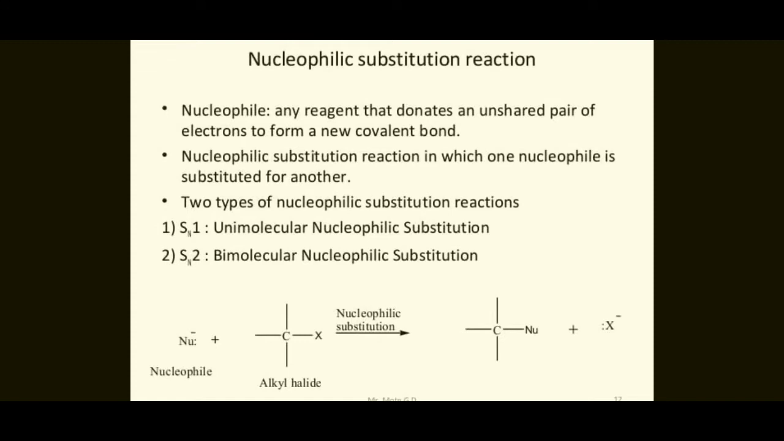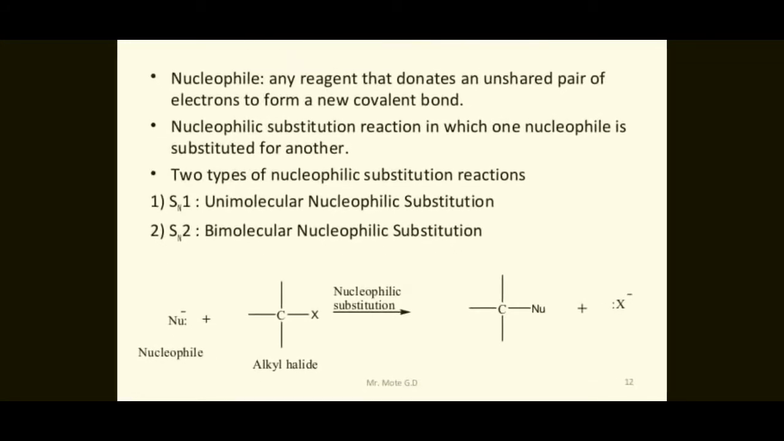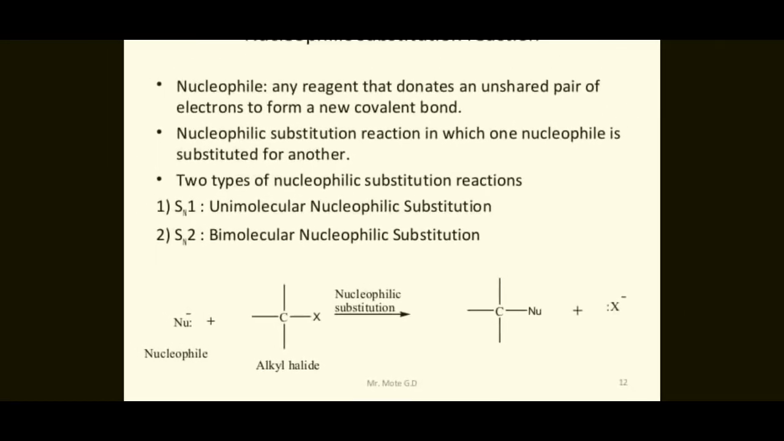There are two types of nucleophilic substitution reactions: SN1 reactions and SN2 reactions. SN1 is a unimolecular nucleophilic substitution reaction and SN2 is a bimolecular nucleophilic substitution reaction. First, the SN1 unimolecular nucleophilic substitution reaction. A nucleophile reacts with an alkyl halide in the nucleophilic substitution reaction and is converted to the product plus HX.